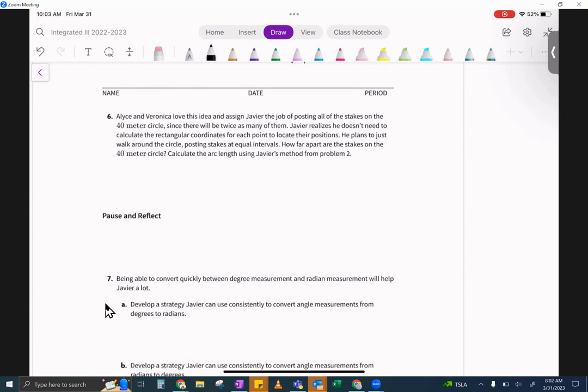Okay, so again, this is something that you should be comfortable with doing. So think about your strategy in terms of doing that. How would you do that?